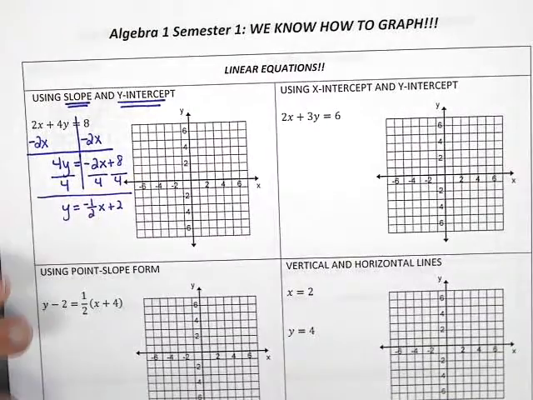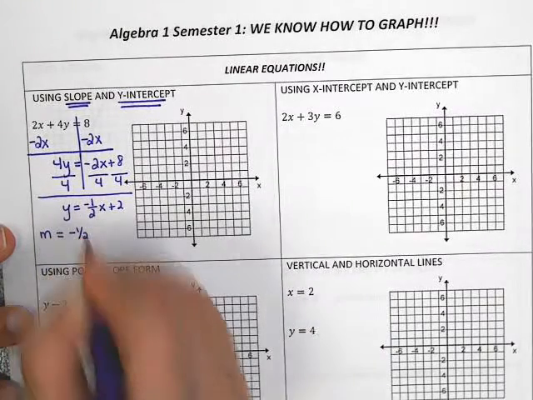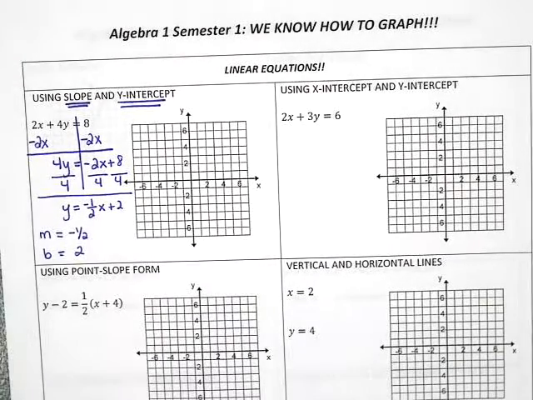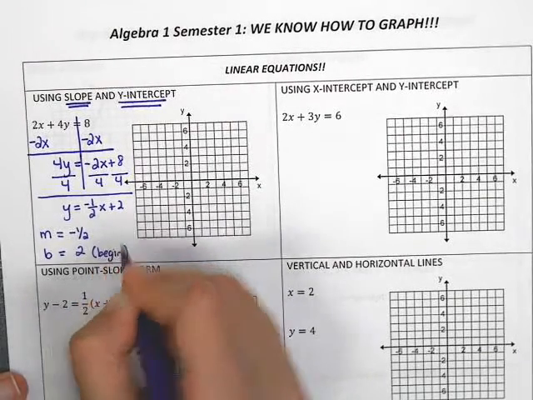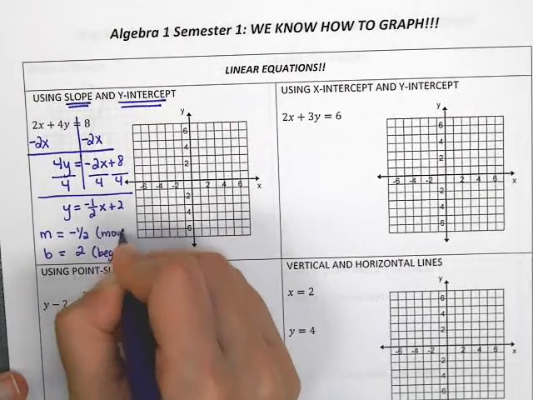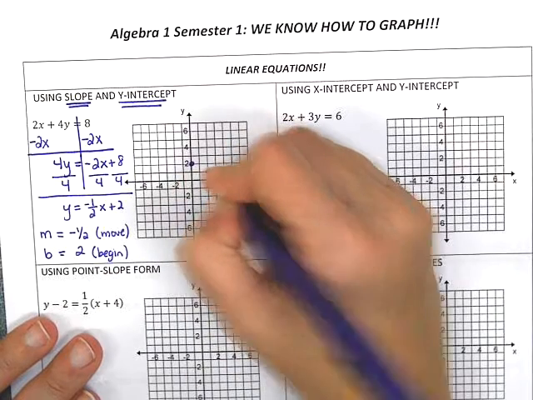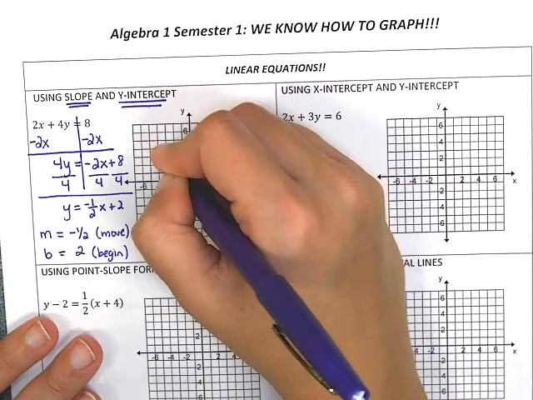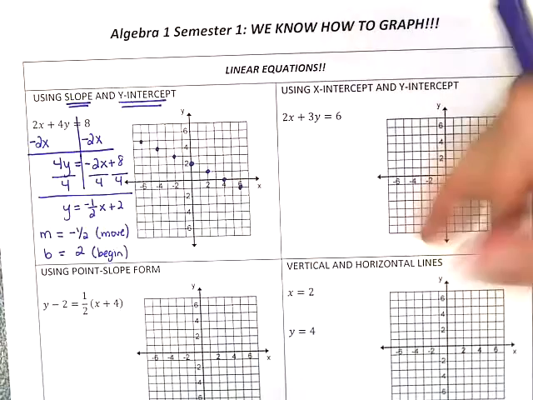Now in this equation, the slope, which we usually call m, would be negative 1/2, and the y-intercept, which we usually call b, would be 2. The b tells me where to begin, and the m tells me how to move. So I would begin at the positive 2, and I would go down 1 right 2, down 1 right 2, down 1 right 2, up 1 left 2, up 1 left 2, up 1 left 2. Then I would just connect the dots.